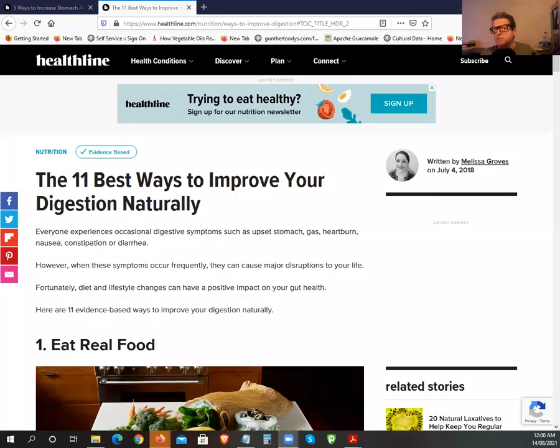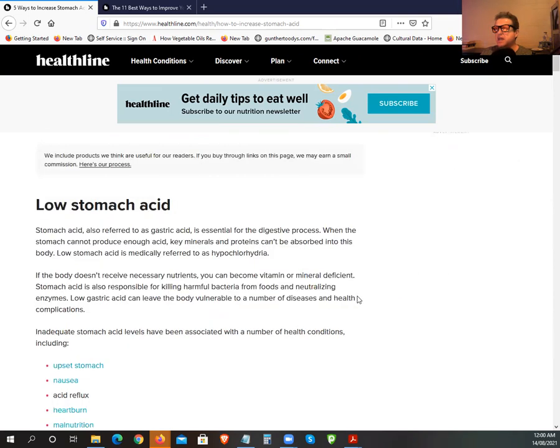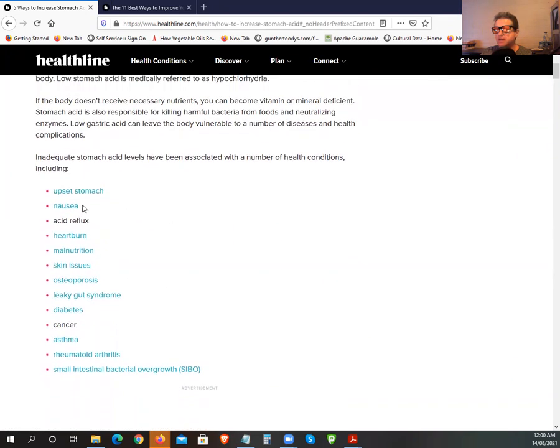Let me just share this. This is the sort of typical stuff you'll find. For instance, how do we increase stomach acid at home? Oh, wonderful. So typical sort of MD approach for low stomach acid. They cover the key points: upset stomach, nausea, acid reflux.